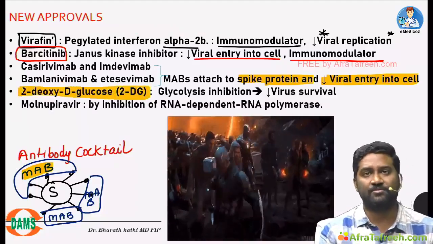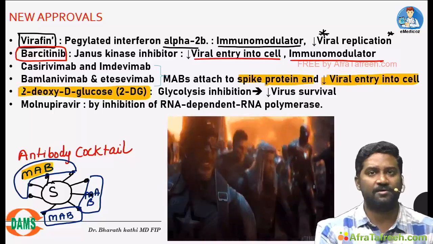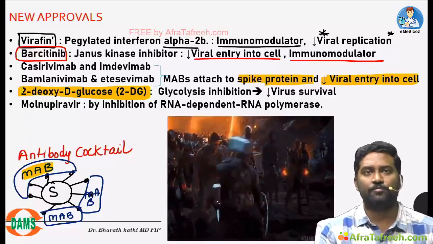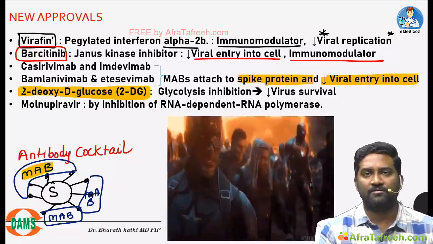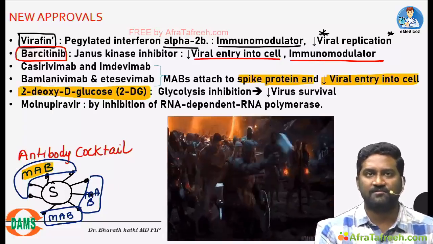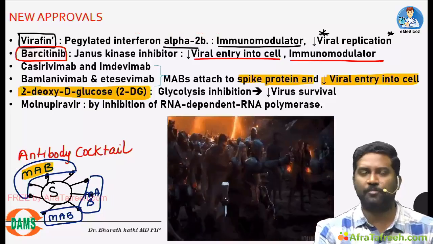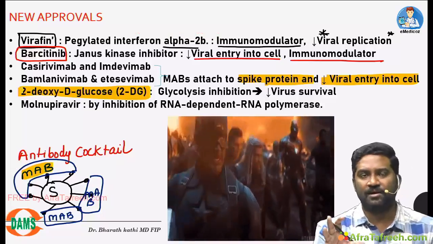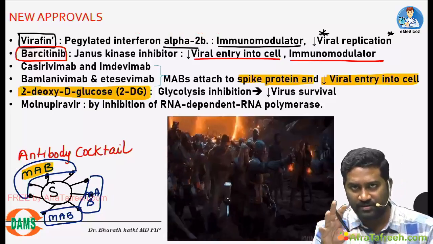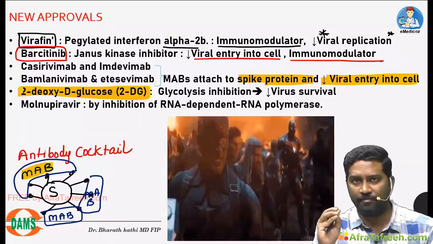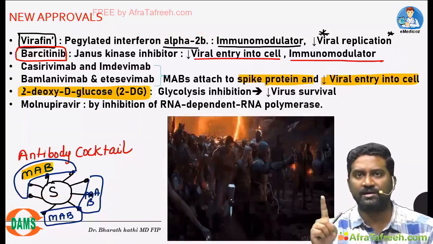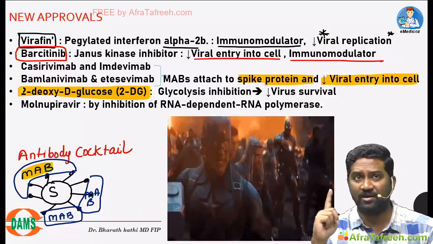Then we have molnupiravir. It is similar to favipiravir that has been used last year. Molnupiravir can also decrease viral replication by inhibition of RNA dependent RNA polymerase. But keep in mind, students, these are all the drugs which have been approved newly. No drug is included in the national algorithm.